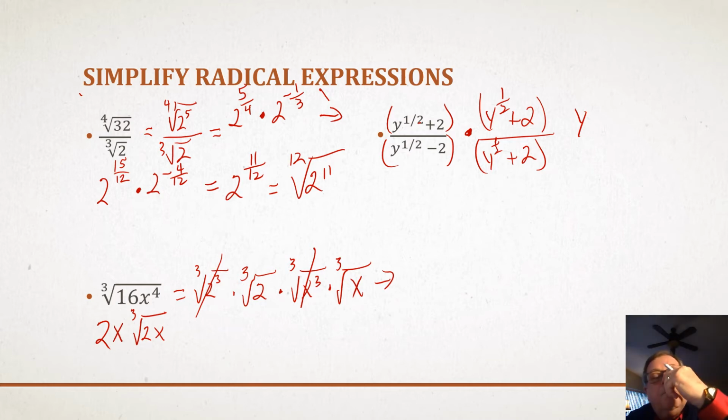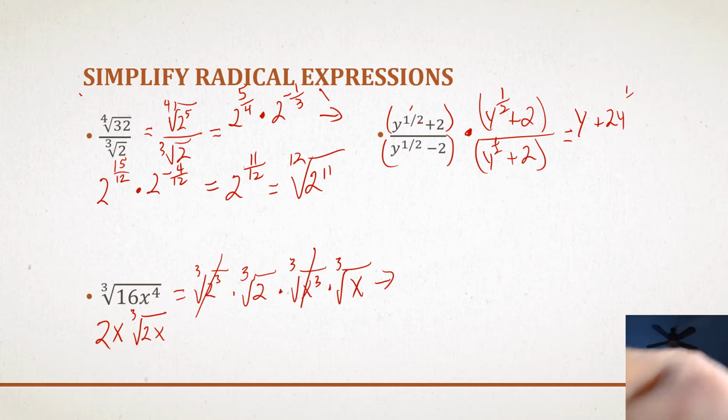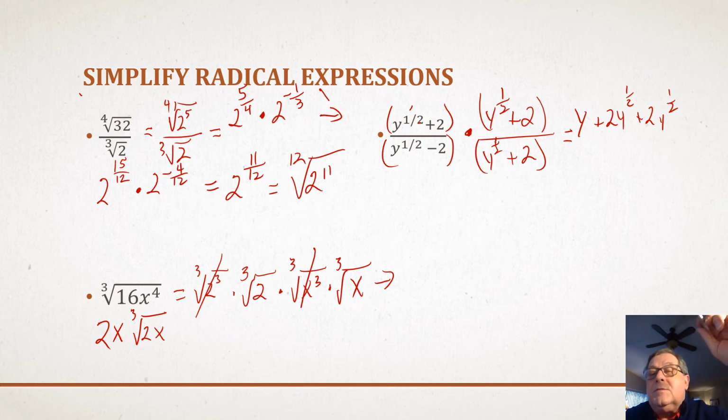And then I've got y to the 1/2 times 2, and then 2 times y to the 1/2 again. So, well, maybe I should write this out. Plus 2y to the 1/2 plus 2y to the 1/2. And then 2 times 2 is just 4. And we'll simplify that in a minute. I'm going to go ahead and deal with the denominator.